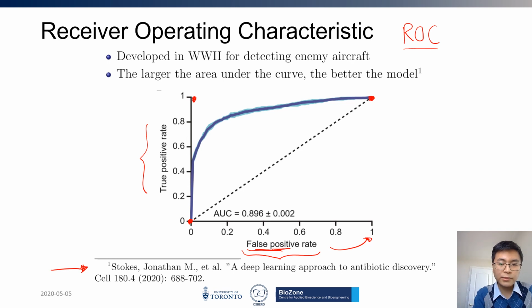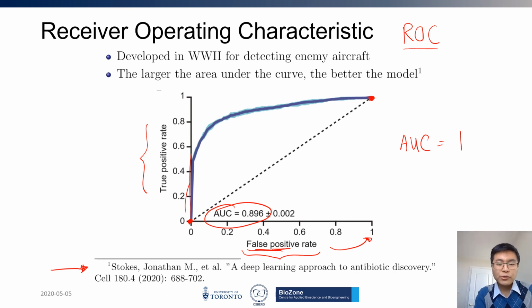And so the ideal ROC curve will look something like this. So straight up and straight across. And the area under that ideal curve, the AUC, ideally is going to be 1. In reality, that's never going to be the case, so you observe something more along the lines of this blue curve. And they quantified the AUC here as 0.896, which is fairly close to 1, indicating that it's a pretty good model.